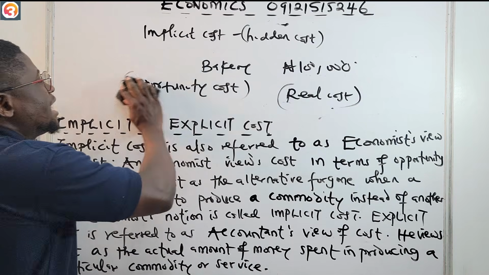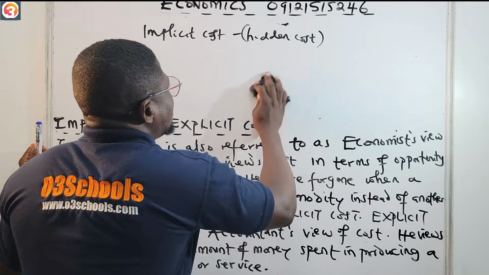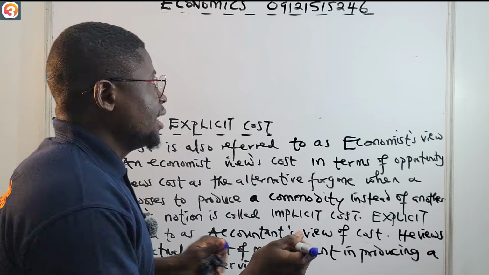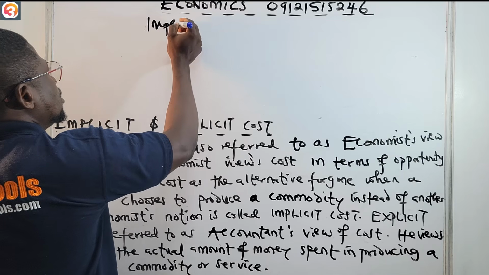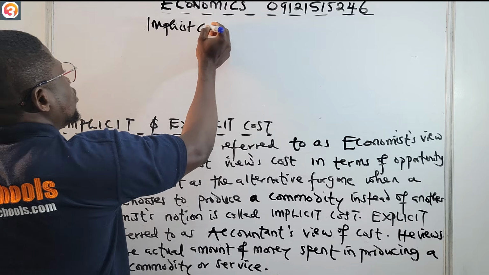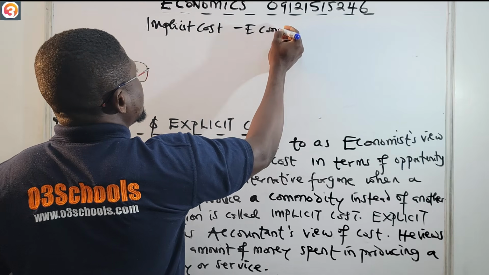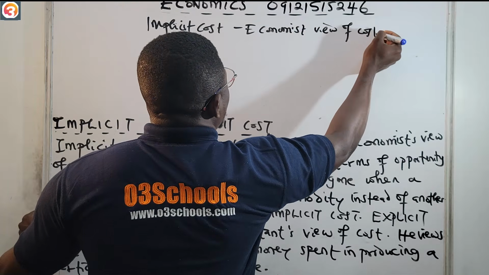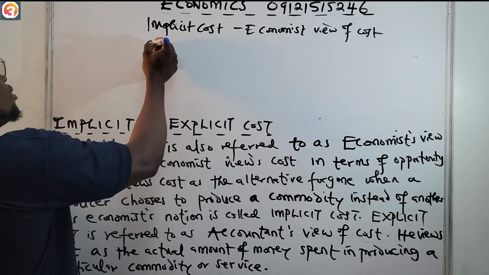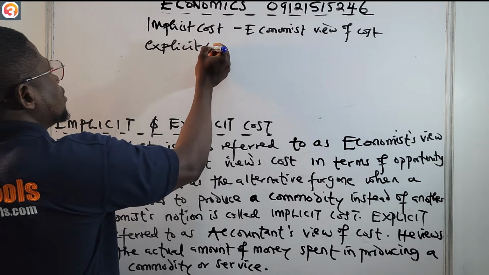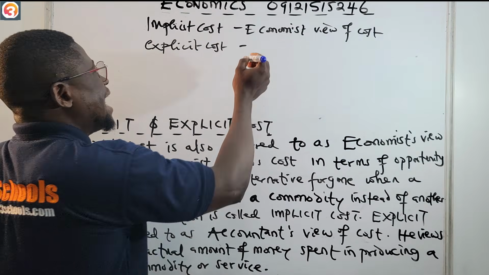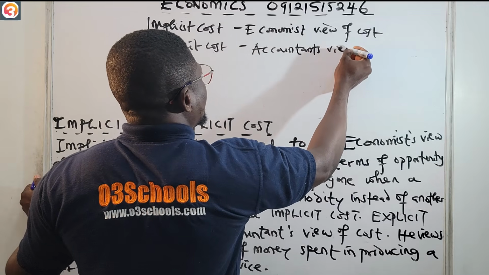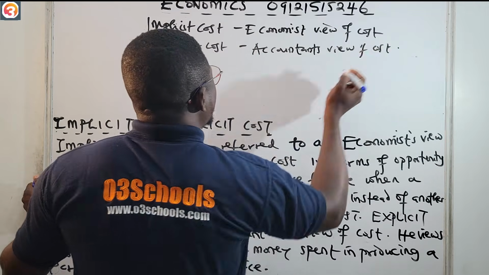But on the other hand, explicit cost is the one we call the accountant's view of cost. Implicit cost, please take note, it's an exam question, is the economist's view of cost, while explicit cost is what we call the accountant's view of cost. Please, you must take note of that.